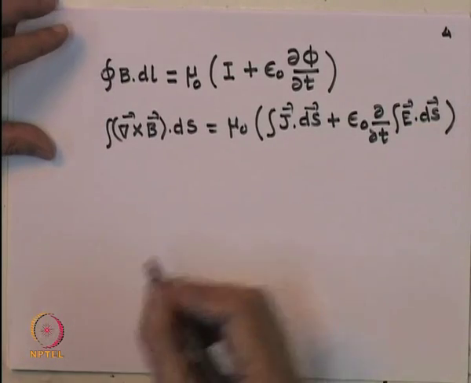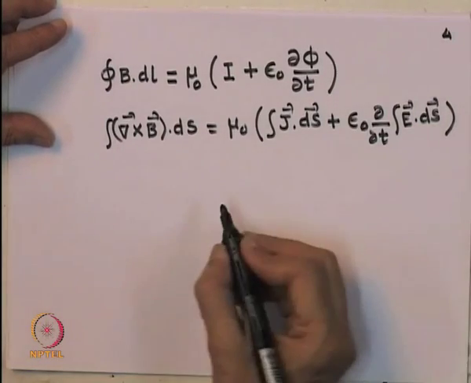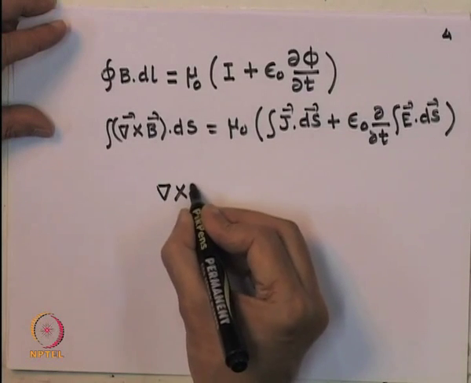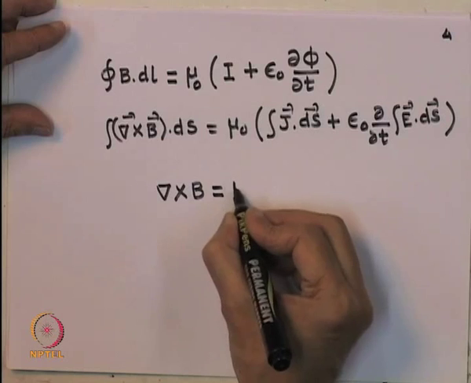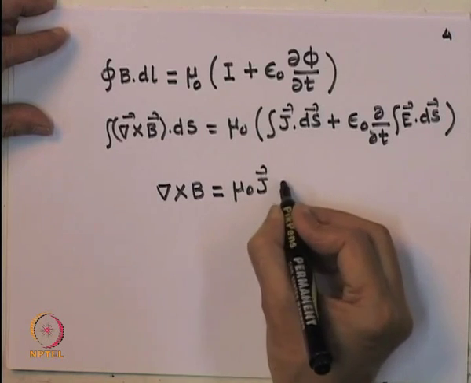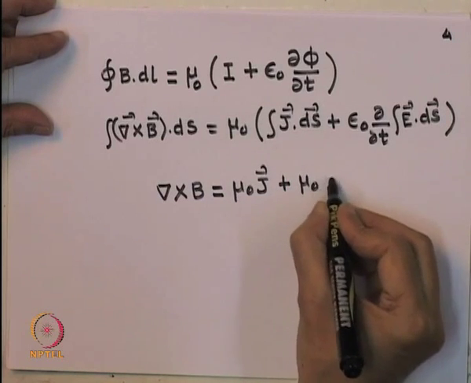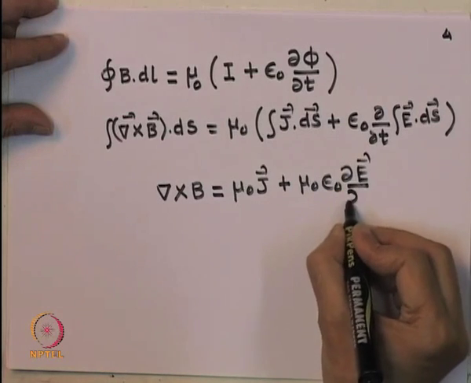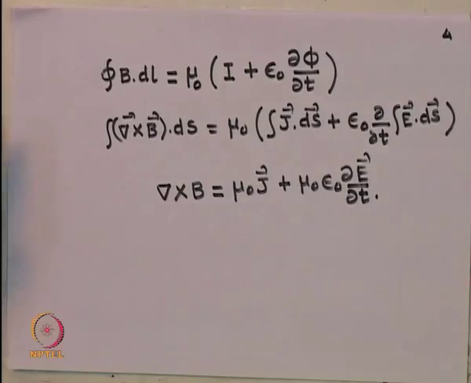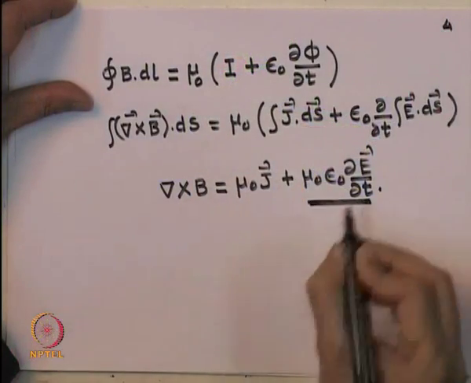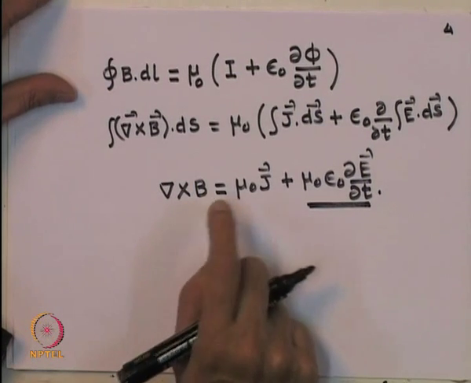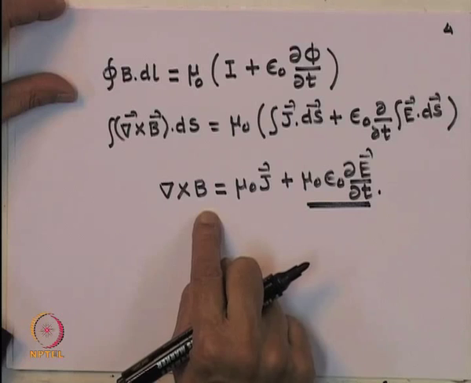So, you notice what I get is, since this is arbitrary, I can convert this into del cross B equal to mu 0 J plus mu 0 epsilon 0 dE by dt. So, this is the term which we have been calling the displacement current. But let us look at what are the various contributors to this del cross B.